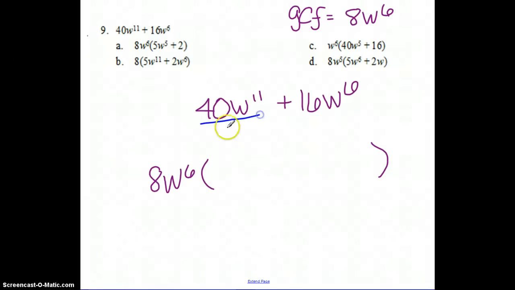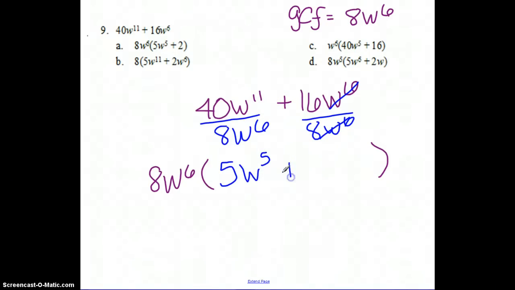Now this is where I have to divide each thing by the greatest common factor. So over here I can actually see these cancel. So 40 divided by 8 is going to be 5. As far as my w's, I have 11 here. I'm going to take away 6, which leaves 5. Then 16 divided by 8 is going to be 2. So on this one, I can see my answer is going to be A.